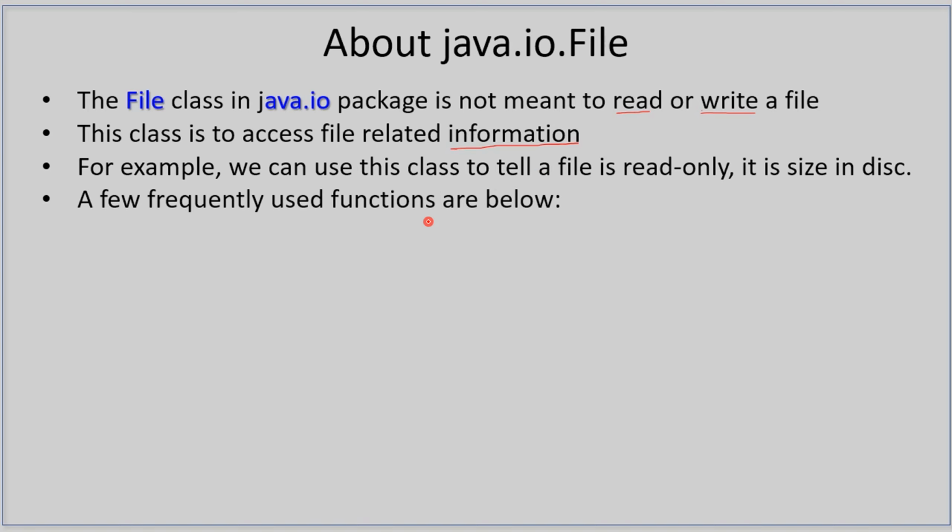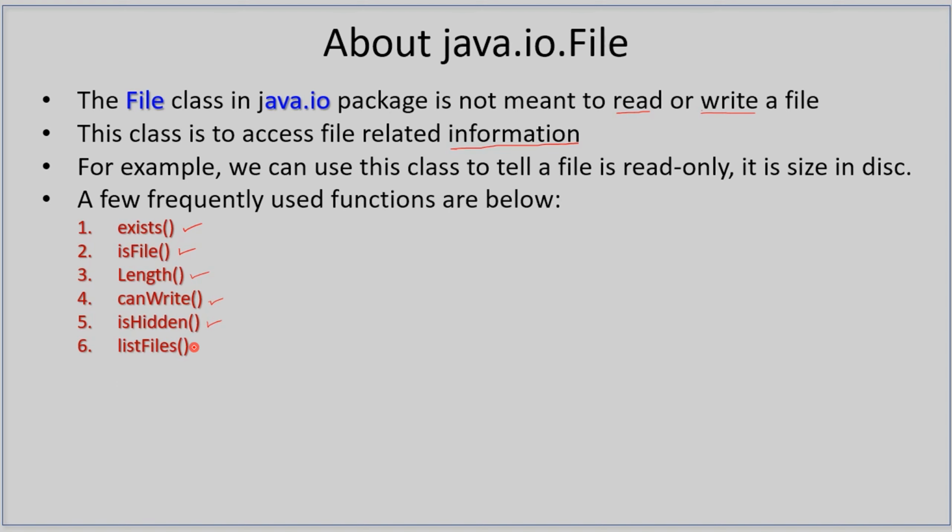A few frequently used functions are below. exists, we already examined this. isFile tells whether a specific File instance is a file or a directory. If it returns true, then it's a file, otherwise it's a directory. length gives the size of the file. canWrite tells whether the read-only attribute is set on the file or not. isHidden tells whether the file is visible or hidden.